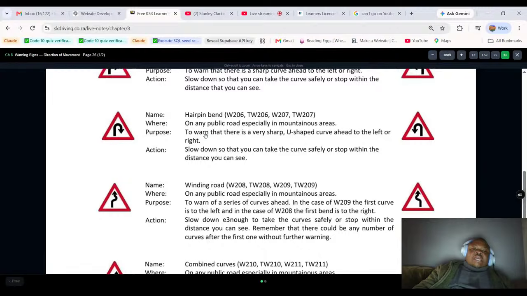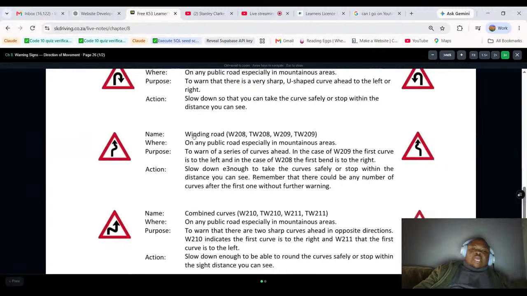And this is a hairpin bend, and the purpose is to warn you that there is a very sharp U-shaped curve ahead, either to the left or to the right. You have to slow down and take the curve nicely.